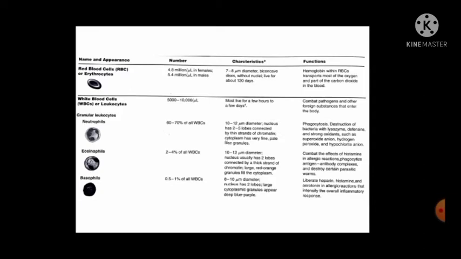Basophils: among all types of WBCs, their number is very low, 0.5 to 1% of all WBCs. Their size is 8 to 10 micrometers in diameter and their nucleus has 2 lobes. Larger cytoplasmic granules appear deep blue and purple. They liberate heparin, histamine and serotonin in allergic reactions that intensify the overall inflammatory response. Means basophils secrete heparin, histamine and serotonin, which are involved in the allergic reaction when there is any allergy in our body.